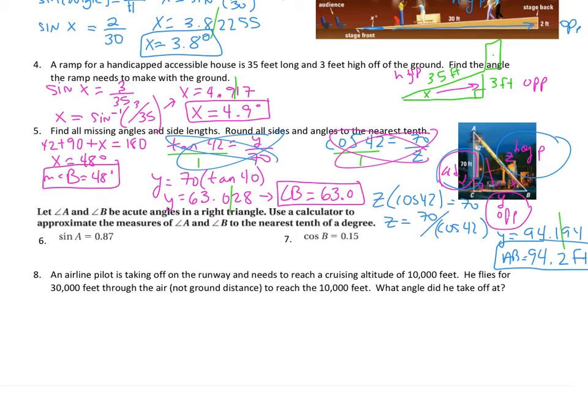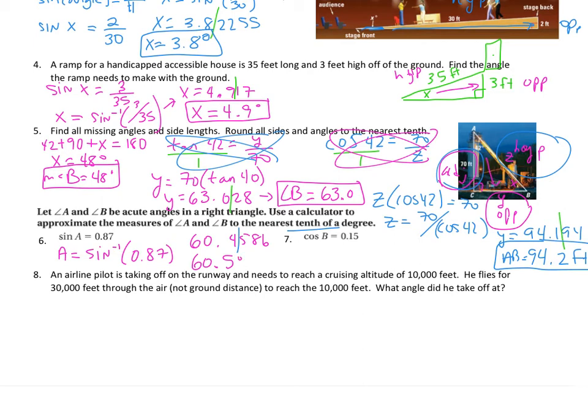On number 6 and number 7, this is just in the calculator, and if we are given that the sine of A equals this decimal number, we know that if we want to find the angle A, we have to take the inverse of sine. So I have to take the inverse of sine of 0.87, and if we type that in a calculator, that gives us 60.4586. In our directions, it says to round to the nearest tenth of a degree, so that would be 60.5.